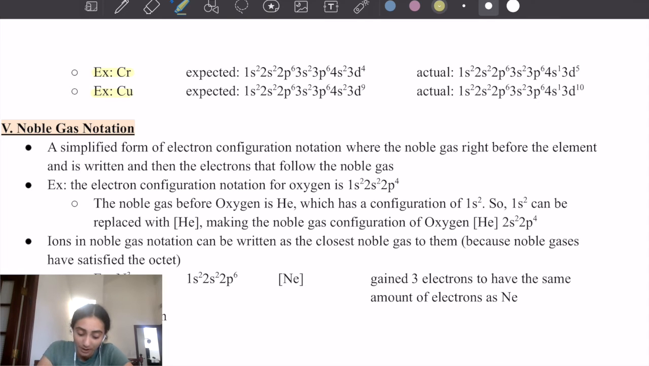3d5. With copper, a similar thing happens. As you can see, one electron from the 4s orbital moves up to 3d, and we have 4s1, 3d10. This is not the case with all transition metals.